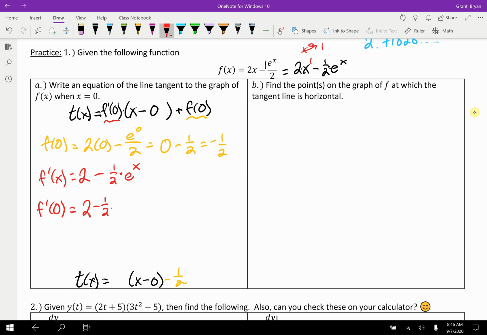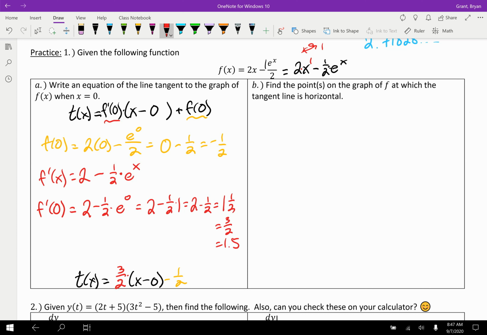Cool. Then we look at f prime of 0. 2 minus 1/2 times e to the 0th. 2 minus 1/2 times 1, which is just 2 minus 1/2. And you could say that that is, of course, 1.5. Or we could use 3/2, or you could use 1.5. Pick your favorite. 3/2, I think, takes up the least amount of space, so I'll go with that one. And we have our tangent line.